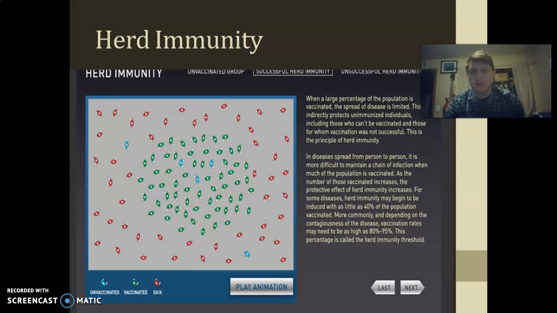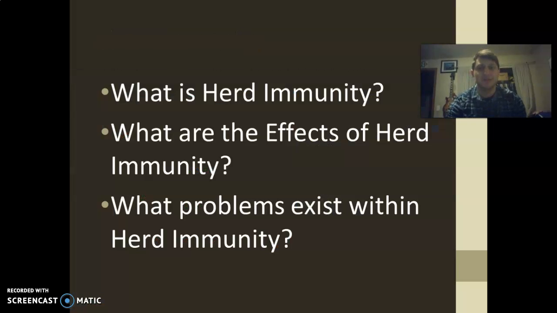Now, there's three main parts I want to talk about with herd immunity today. And that's going to be, what is herd immunity? What are the effects of herd immunity? And what are the problems that exist from the idea of herd immunity? Now, I want to clarify that I'm in no means an expert. I'm not a medical professional. I have just spent some time researching this to get a better understanding of what it is. So let's get off with this, and let's start out by saying, what is herd immunity?